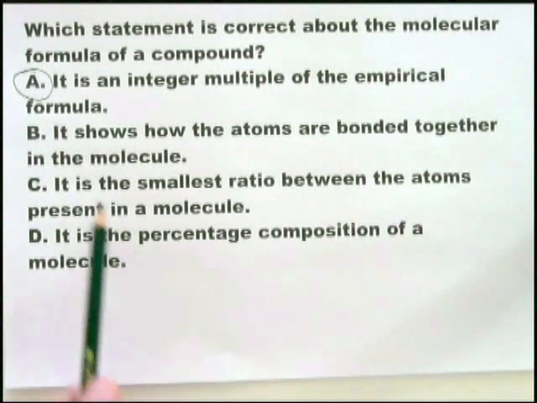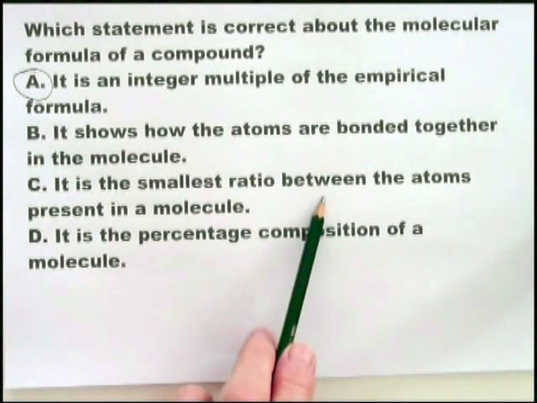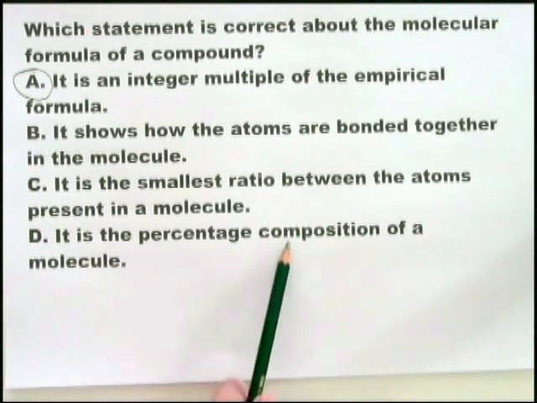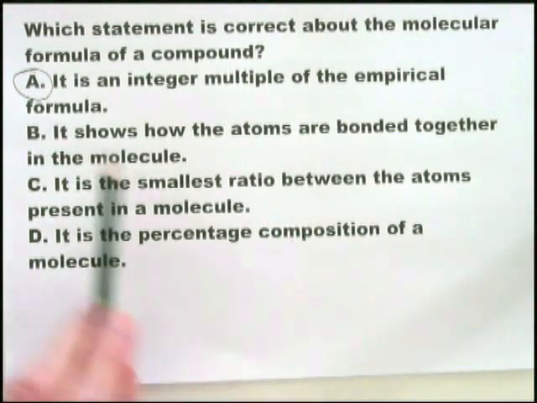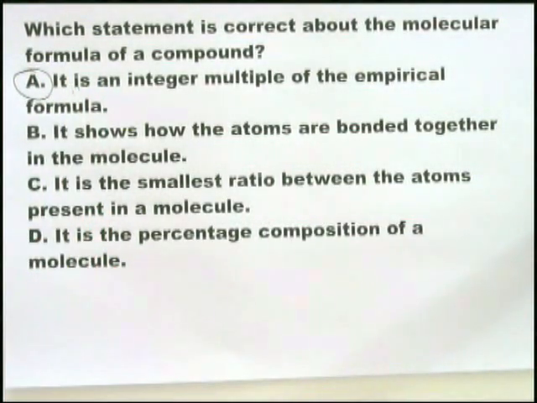You can quickly look through the others. It shows how the atoms are bonded together? No, it doesn't. It's the smallest ratio between the atoms? No, it isn't. That's the empirical formula. It's the percentage composition? No, it isn't. So that confirms that. Within 15 seconds, you can confirm that that is the only one.